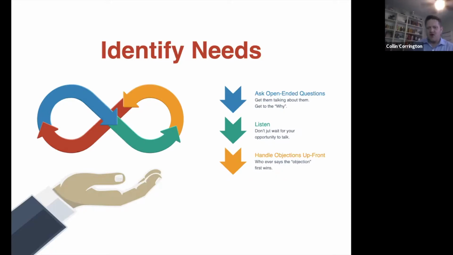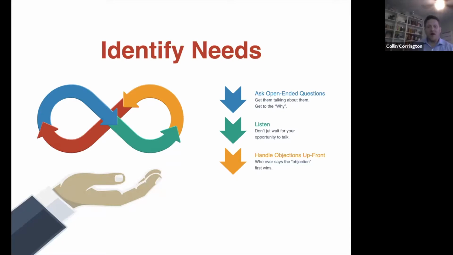This is a little hard to understand if you're really new to this, but the first person to an objection wins. Whoever says the objection first will win that objection battle. Here's an example. We are not really ready to make a decision. Okay? If somebody says that, that's called a time objection.